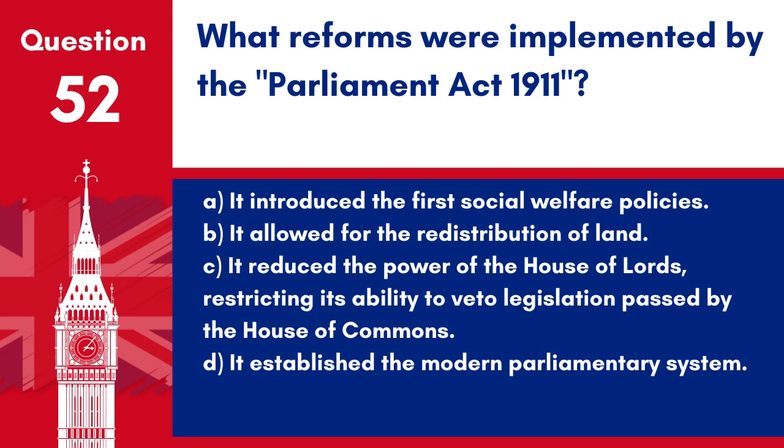Question 52. What reforms were implemented by the Parliament Act 1911? A. It introduced the first social welfare policies. B. It allowed for the redistribution of land. C. It reduced the power of the House of Lords, restricting its ability to veto legislation passed by the House of Commons. D. It established the modern parliamentary system.